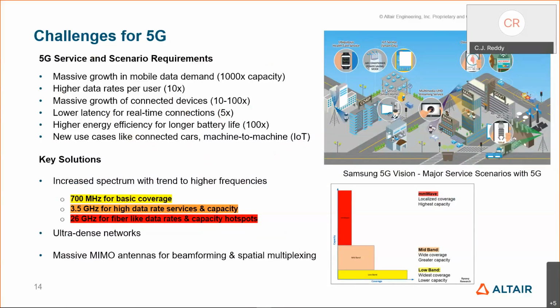So this actually has three bands, though I'm putting some frequencies here. Below 1 gigahertz for basic coverage, and then 3.5 gigahertz for high data rate service and capacity, 26 gigahertz for fiber-like connections, that is, high data rates. So you can call it low band, mid band, and higher band, here in the millimeter wave band.